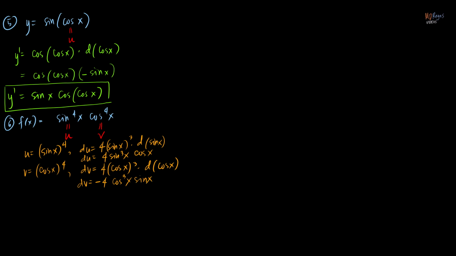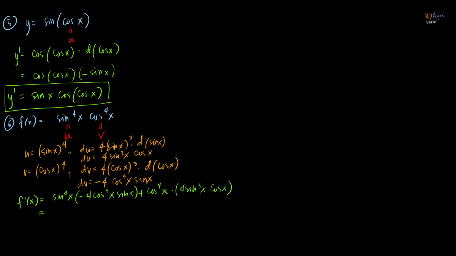So that's dv. So going back to f prime of x, using the product rule, is u times dv. So u is sine to the fourth x times dv, negative 4 cosine cubed x sine x, plus v, cosine to the fourth x, times du. Du is 4 sine cubed x cosine x.